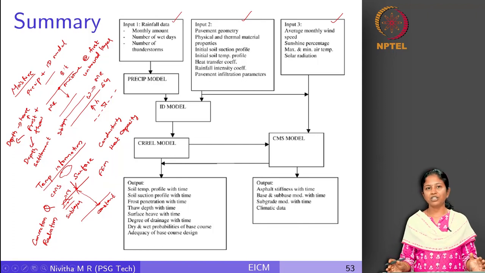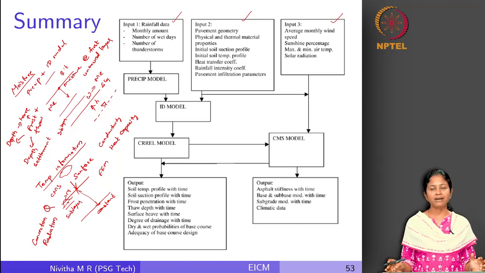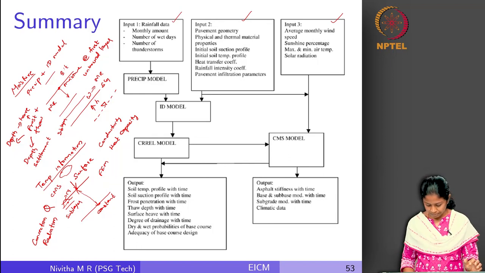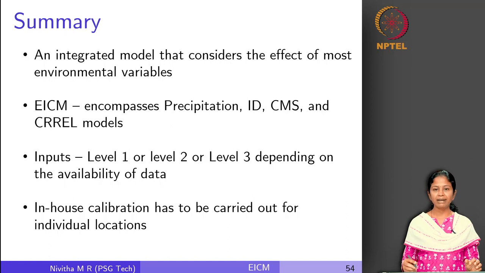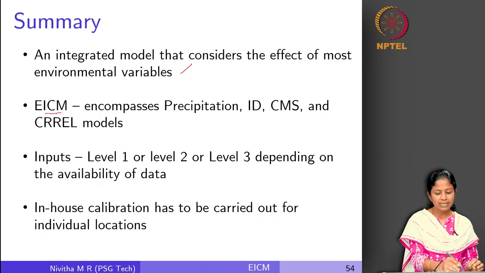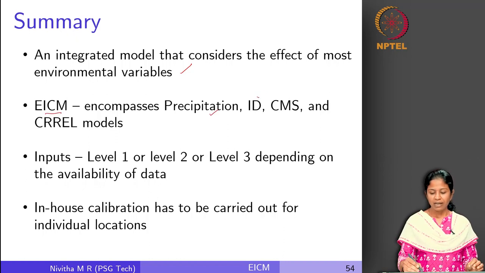So this is in a nutshell the kind of output that we are interested in from the EICM model, and we have understood the relevance of all these parameters and how it is going to influence the pavement design. So finally, it is an integrated model that considers the effect of most environmental variables. This EICM encompasses precipitation, infiltration drainage, CMS model and CRREL model. So we have inputs at level 1, level 2 or level 3, right?